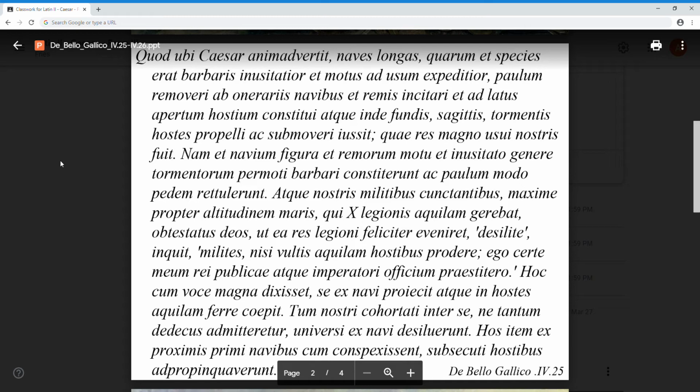Naves longas. Now that could be nominative. Now the naves could be nominative or accusative, but the longas tells us that we're dealing with the accusative here, direct object. The main verb is all the way down there at iussit, because of course it is. This is Latin. So he ordered or bid the naves longas, the long ships, the warships, quarum et species erat barbaris inusitatior et. So we have correlatives et and et.